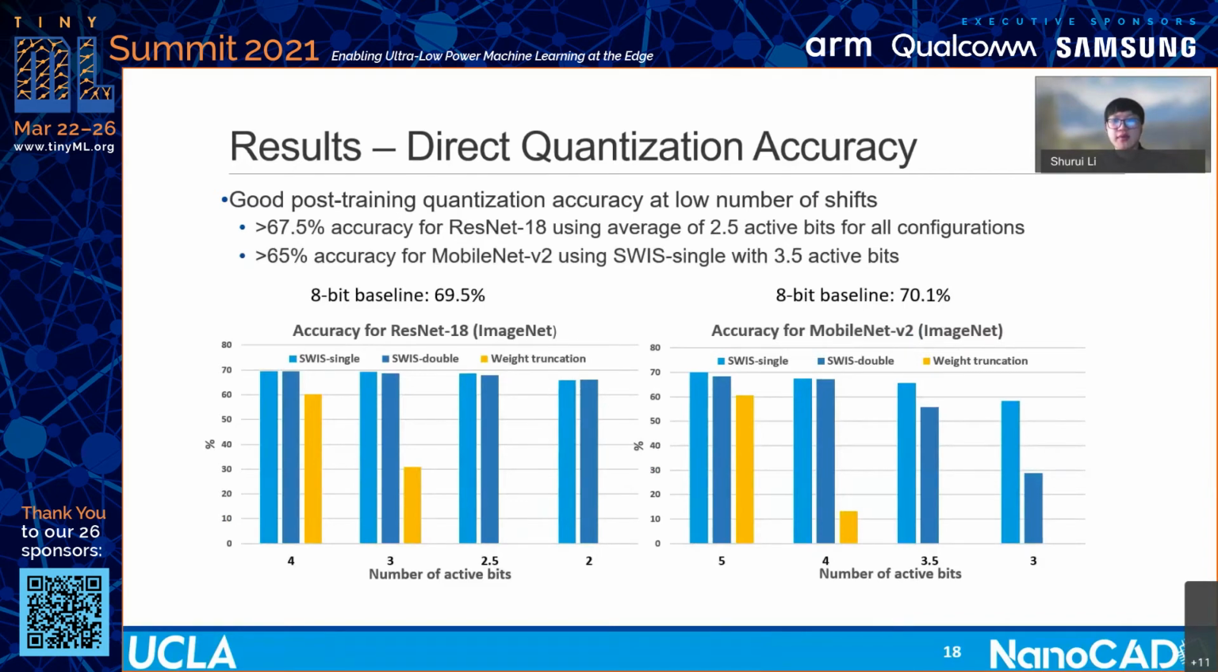For ResNet-18 on ImageNet, the accuracy is higher than 67.5% for all SWIS configurations, using an average of 2.5 active bits. However, for the harder to quantize MobileNet v2, SWIS needs at least 3.5 active bits on average to achieve accuracy higher than 65%.